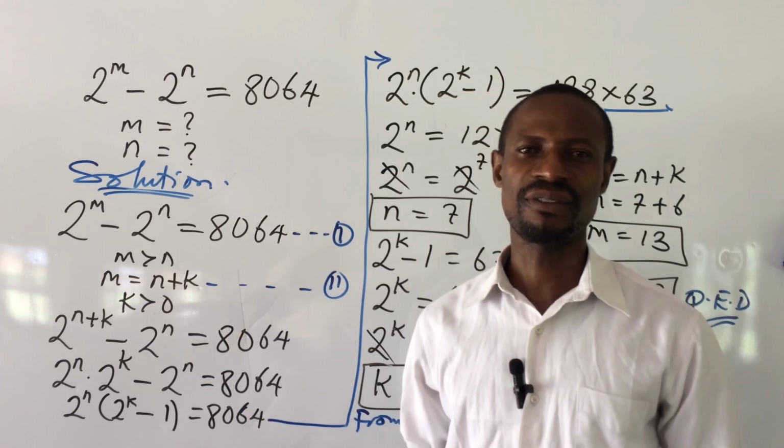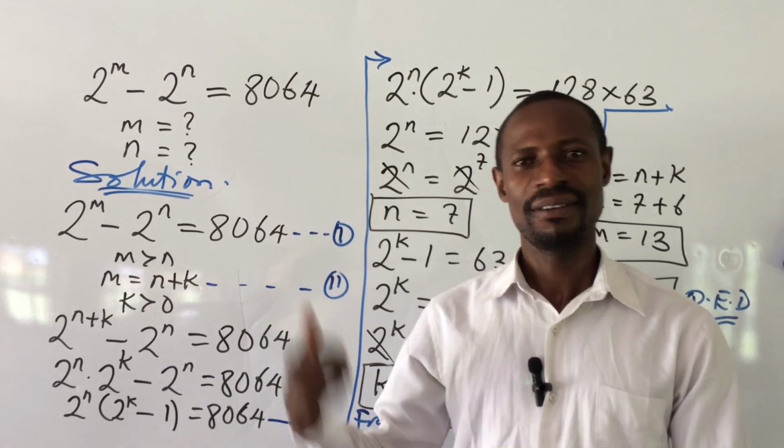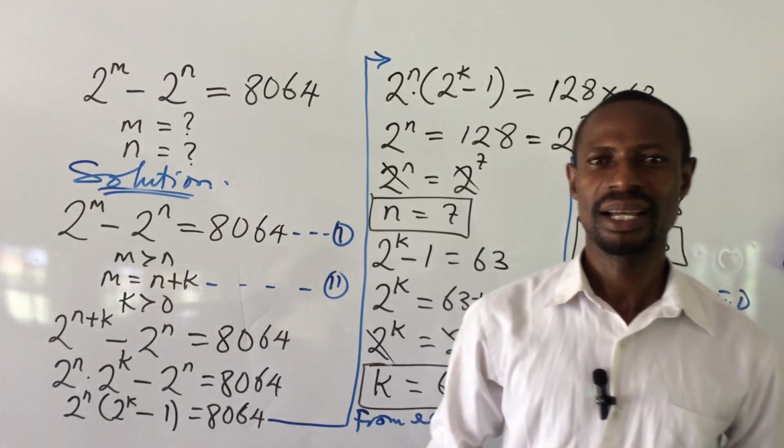So we were able to solve for the two unknown values from this Olympiad math question.